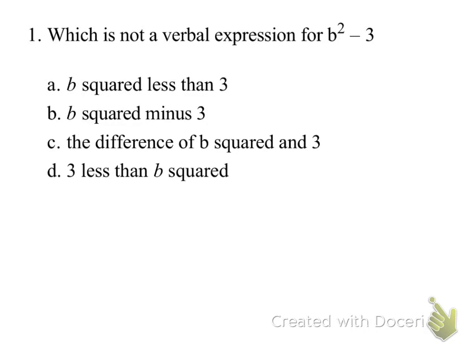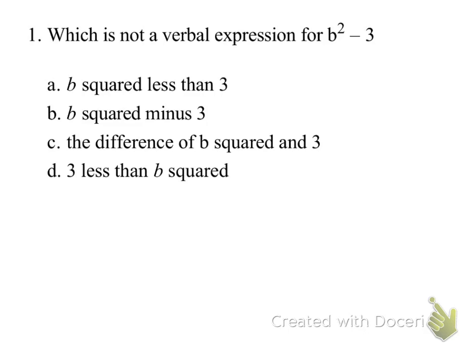All right, kiddos, as promised, these are the problems that were most missed by students on the final exam semester 1 study guide. The first one here, number 1, it says which is not a verbal expression for b squared minus 3.